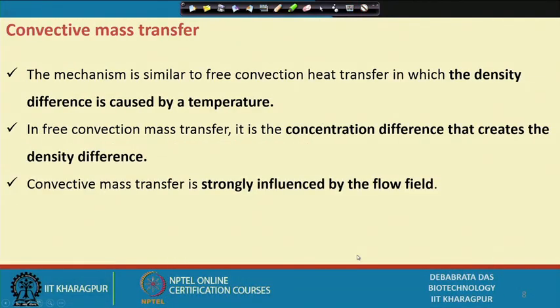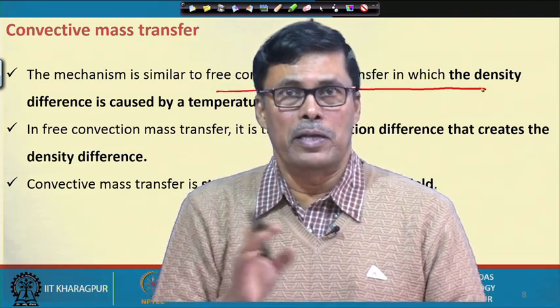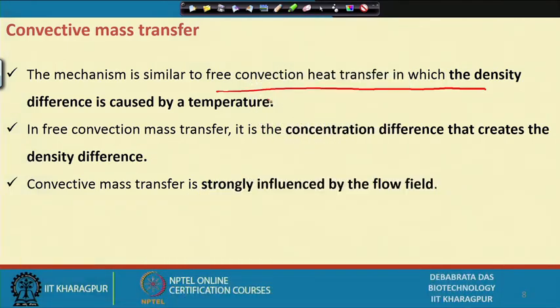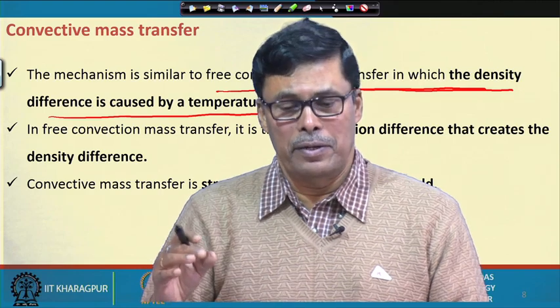Now, let us first discuss convective mass transfer. The mechanism is similar to free convection heat transfer. I think in the last lecture I tried to discuss the difference between convection, conduction and radiation with respect to extinguishing a fire from a water source. So here the mechanism is similar to convection heat transfer, in which the density difference is caused by the temperature. In case of heat transfer we have a temperature difference, that is the gradient, and here the gradient is the concentration gradient, which you use.